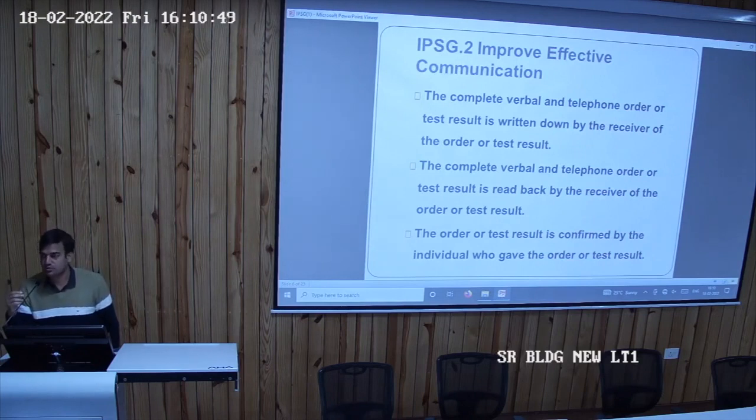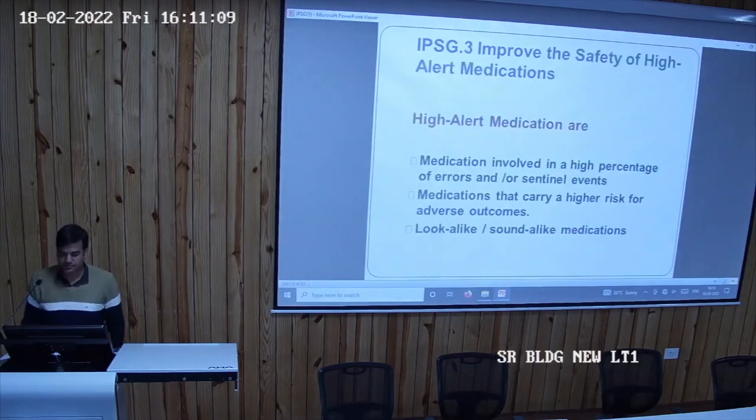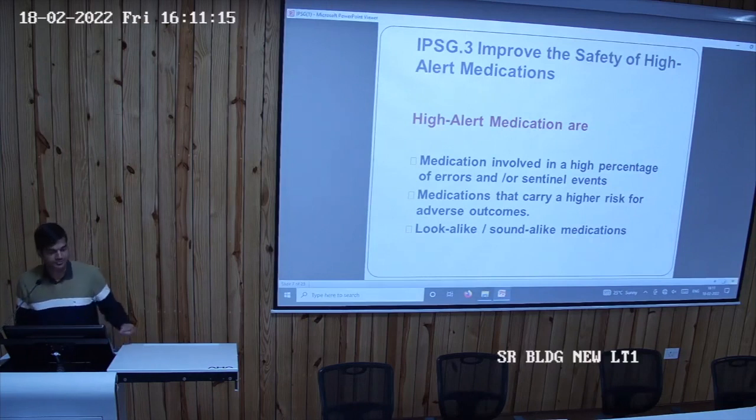So next day when I come to the duty, I will check what verbal order I have given in the evening, whether the person has written it correctly, and I will verify it with my own signature. That's a good practice, and that reduces the number of adverse effects. Improve the safety of high alert medications. There are a few medications which must be given in a very proper way.